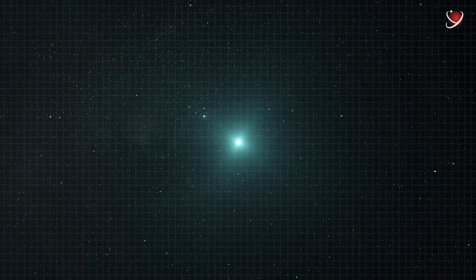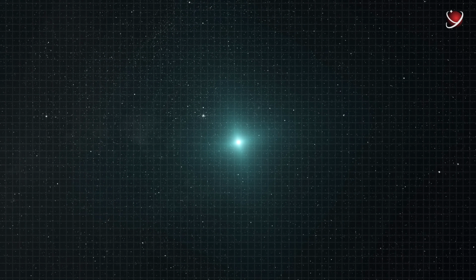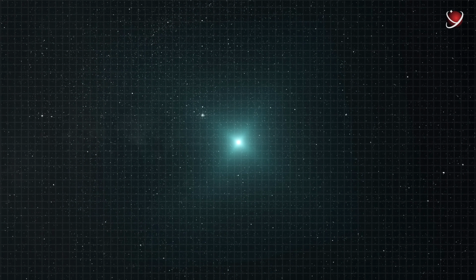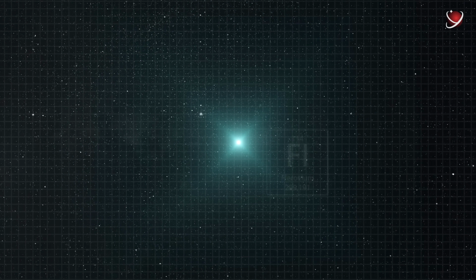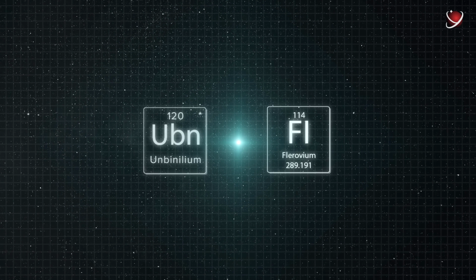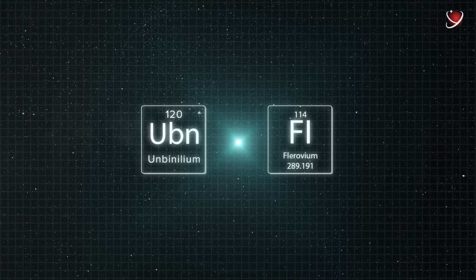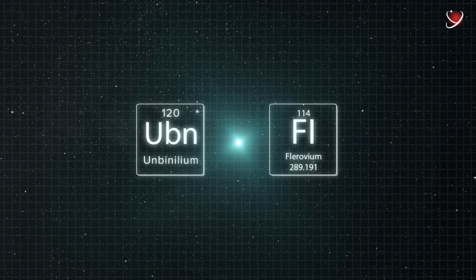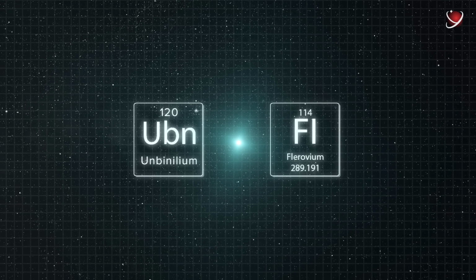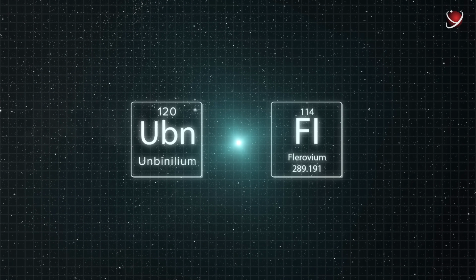A much more interesting theory suggests that the star contains some long-lived nuclides from the island of stability, such as fluorovium-298 or unbenylium-304, and that the observed short-lived actinides are the daughters of these elements, which are in secular equilibrium with their parents.